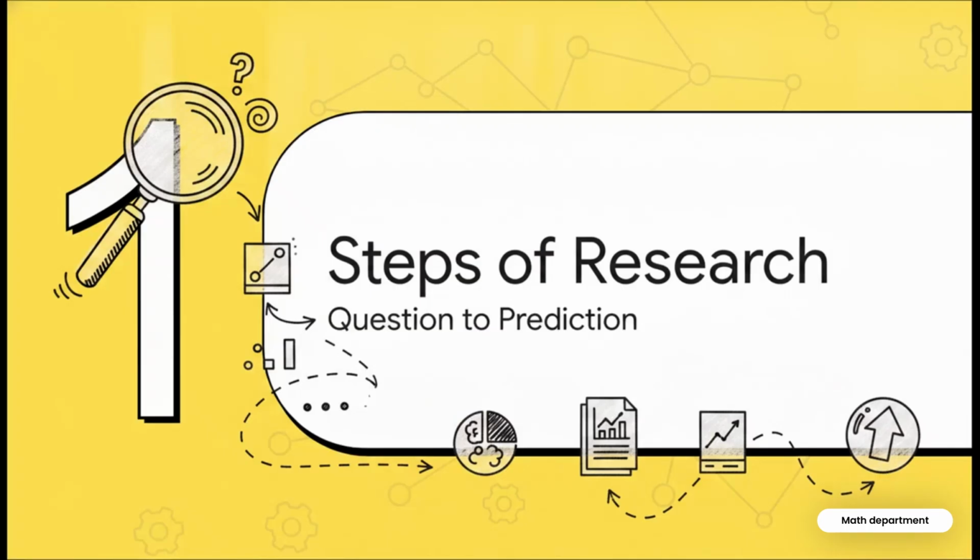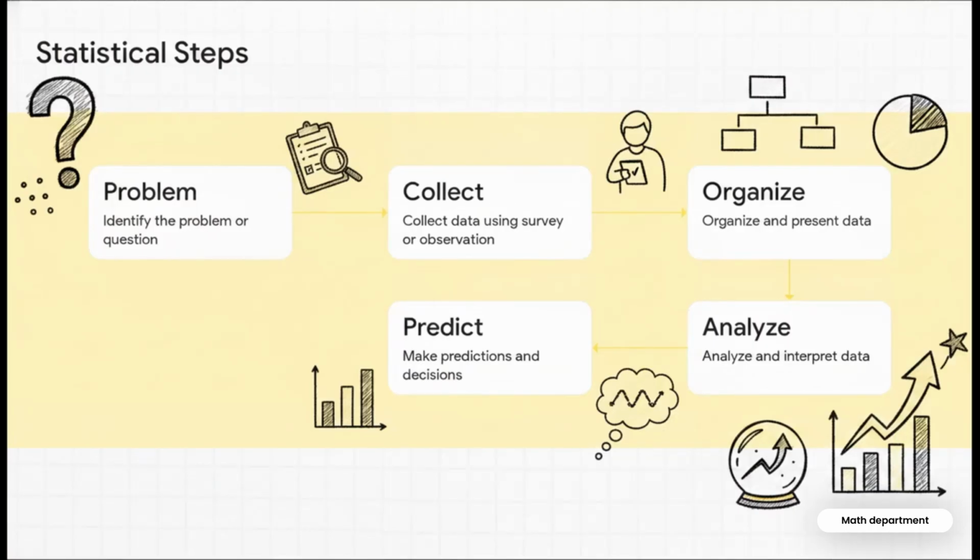Okay, Section 1, Steps of Statistical Research, from question to prediction. Let's look at the blueprint. Now, many students make a mistake right here. They rush to just draw a chart immediately. But as we write these out step by step in our notes, we really have to follow these 5 logical steps. Number 1, identify the problem. 2, collect your data, using a survey or observation. 3, organize and present it. 4, analyze and interpret what you're seeing. And finally, step 5, make smart predictions and decisions based on that data.